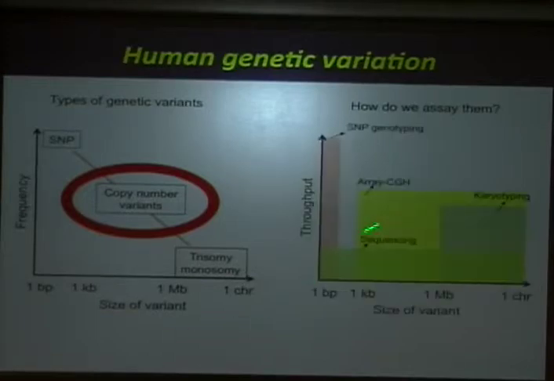So there are different methods for assaying these changes, and I'm just going to tell you about this one, which is array CGH. It's comparative genomic hybridization, and this is what we use to measure this. How is that done?